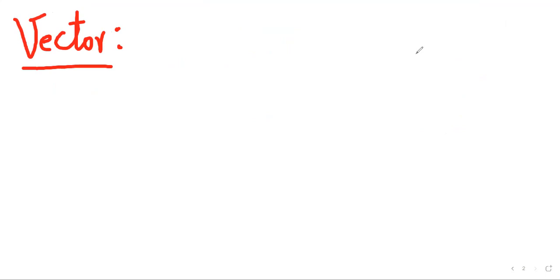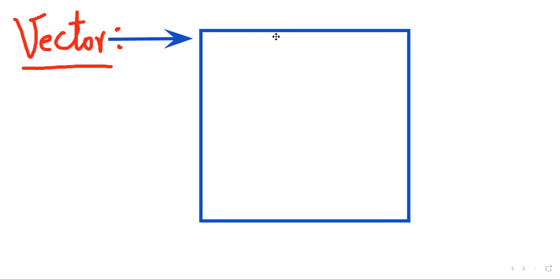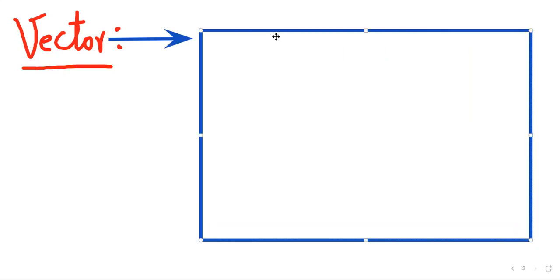What are vector quantities? Vector quantities are those physical quantities which actually require magnitude, unit and direction.